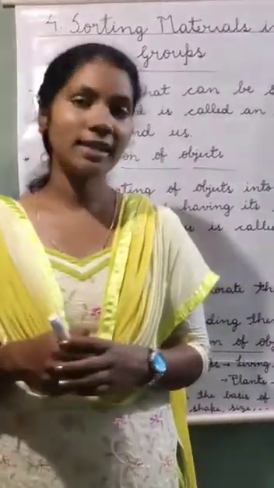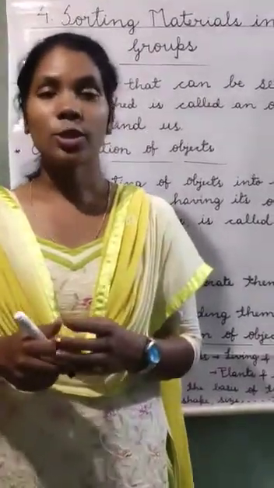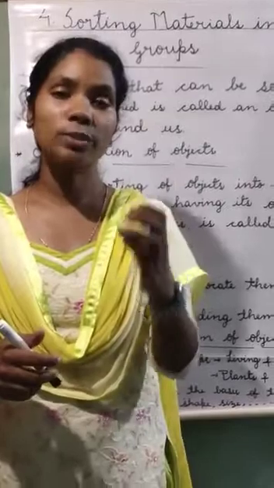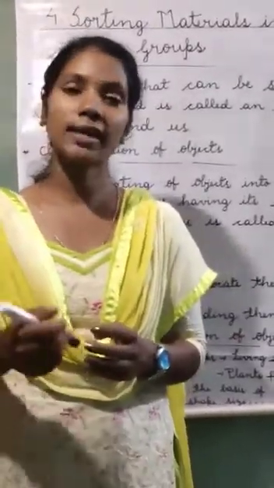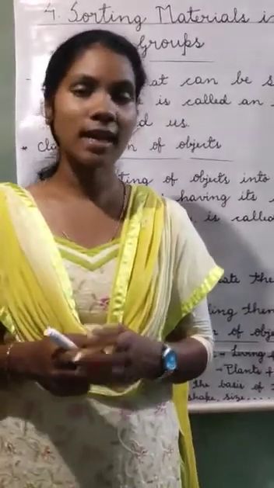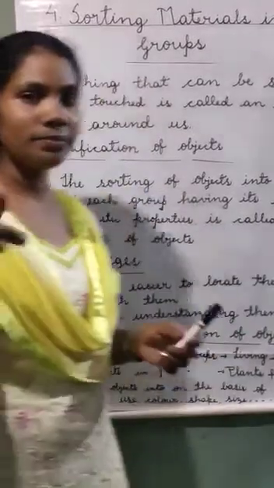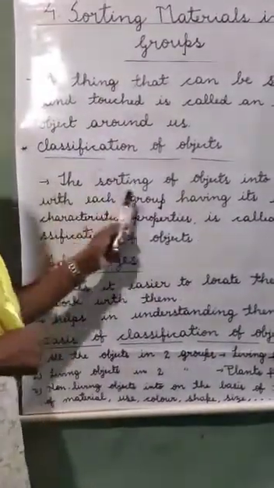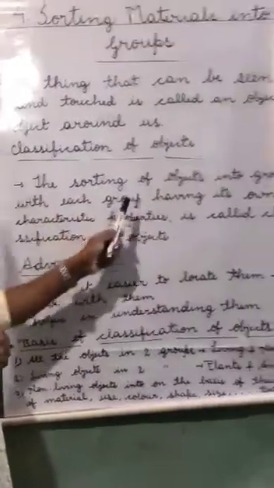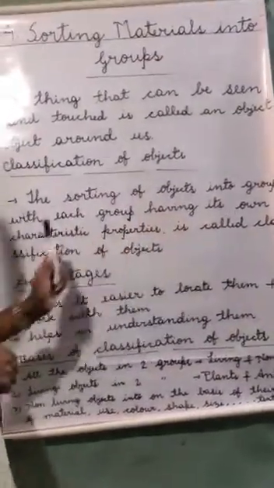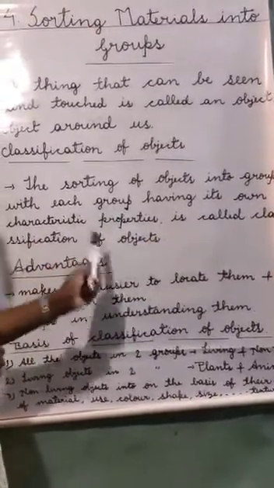Therefore, now we can define classification as the sorting of materials or objects into groups, with each group having its own characteristic properties, is known as classification of objects. Let me repeat once again. The sorting of objects into groups, with each group having its own characteristic properties, is called classification of objects.